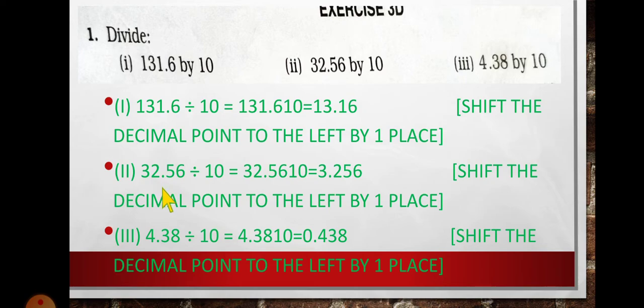Similarly, question number 2, 32.56 divided by 10. There also you can see there is one zero in 10. That's why we shift this decimal by one place. So now our answer is 3.256. Other questions we will also do similarly.